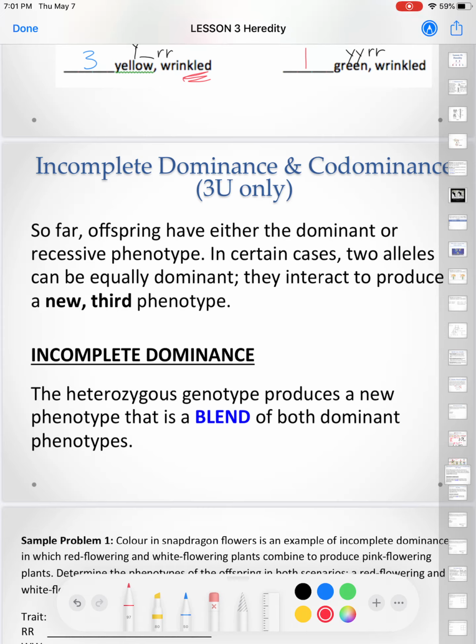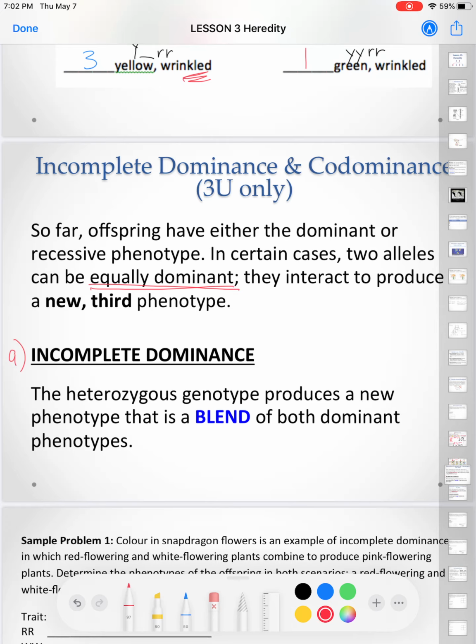Sometimes we can have two different alleles that are equally dominant. That means that when we have a heterozygous individual, we don't actually have the dominant phenotype. We're going to get a third phenotype. This is quite interesting, how these two equally dominant alleles for the same trait interact to form a third phenotype. Now that third phenotype can have an outcome of two different ways.